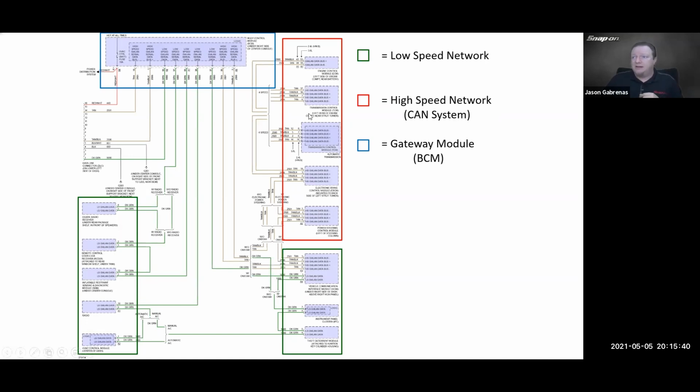Now, why is that?" So if we look at this wiring diagram right here, everything in red, the tech was not able to communicate with. That's all on the high-speed CAN. Everything in green, they were able to communicate with. That's everything on the low-speed bus.